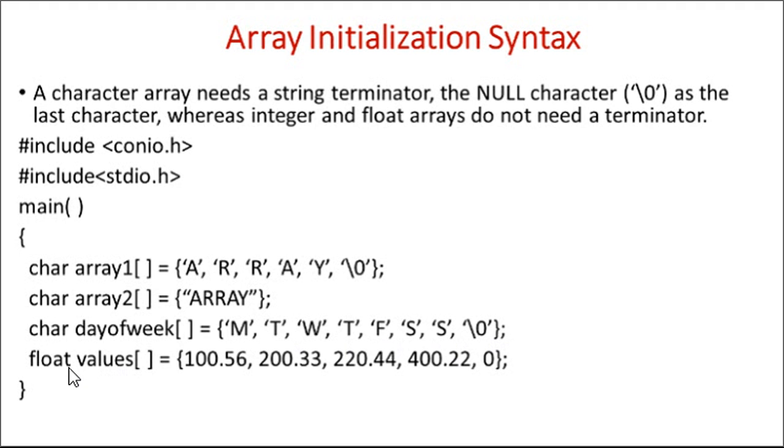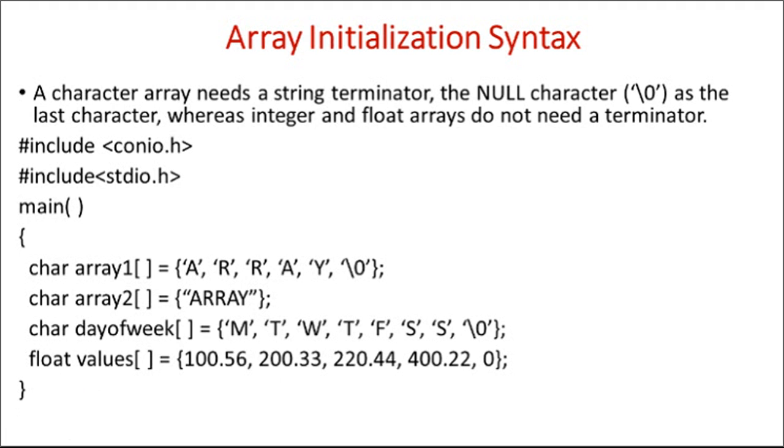Similarly, if it is, let's say, the float type of variables which we want to save in a sequential manner, the data type will change. So this time it will be float. Next is values, let's say this is the name we want to give for that array. So these are the floating point values which we can store sequentially.